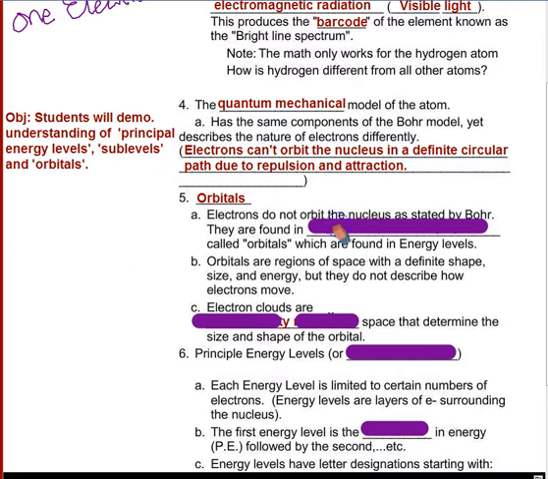Now, electrons do not orbit the nucleus as stated by Bohr. They are found in regions of probability space called orbitals, which are found in energy levels. Okay. Now, orbitals are regions of space with a definite shape, size, and energy, but they don't really describe how electrons move. Okay, and they move in these things called electron clouds. And those are the regions of high probability space. They are high probability regions of space that determine the size and shape of the orbital.